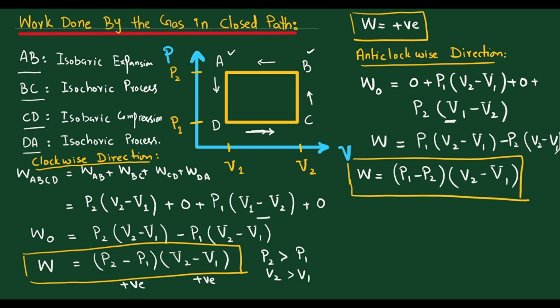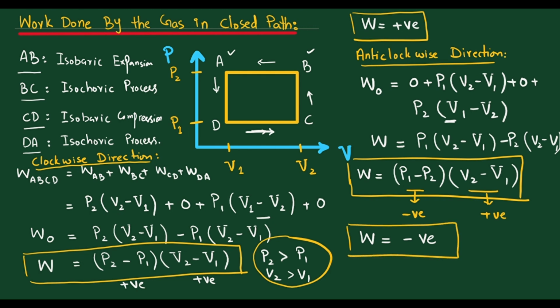And we see that P1 minus P2 is a negative number, because P2 is greater than P1, but V2 minus V1 is a positive number. If we multiply a negative and a positive number, we get a negative answer. The work done is negative. Here we conclude that the work done in a closed path is not equal to 0, but is a negative number if we move in the anti-clockwise direction, and a positive number if we move in the clockwise direction.